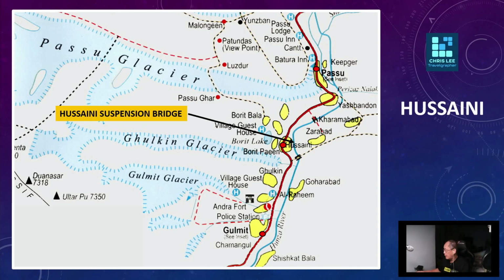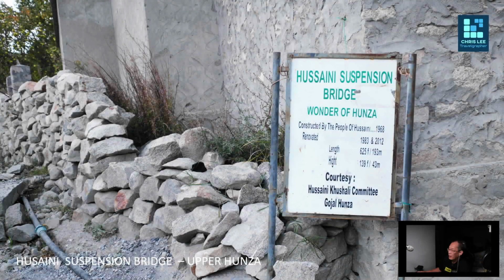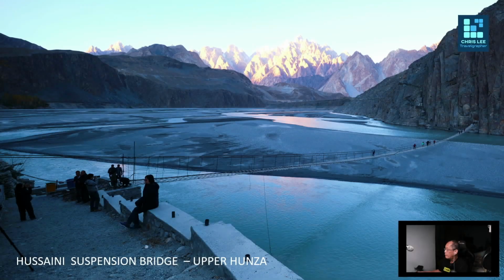The bridge still needs a distance to walk from the Karakoram Highway, because you have to walk through small little countryside lanes, and vehicles are not allowed to go in. And this is where the starting point of the suspension bridge is.